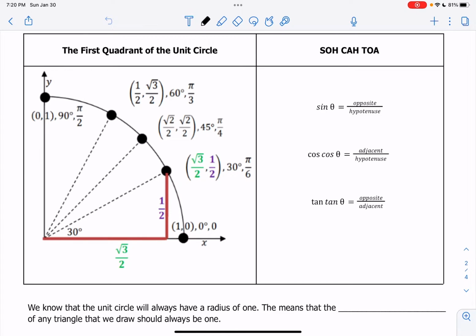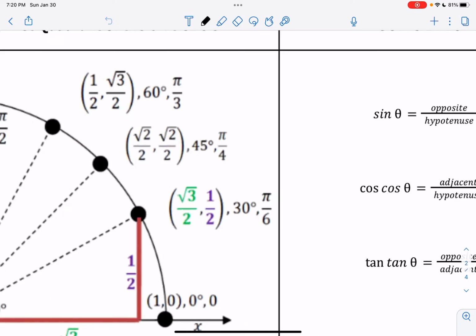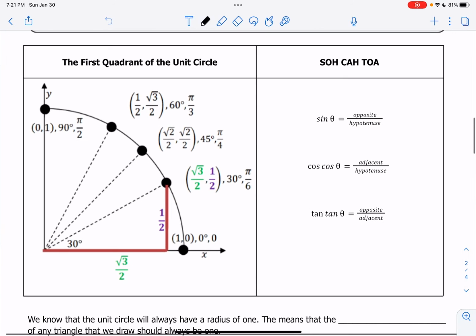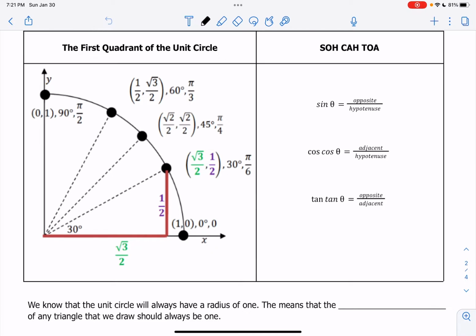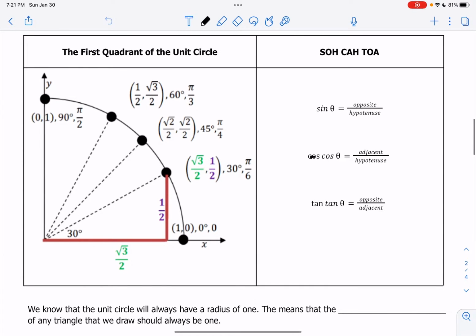So back in previous notes, we talked about SOHCAHTOA, how sine is opposite over hypotenuse, cosine is adjacent over hypotenuse, and tangent is opposite over adjacent. Sorry if the duplication happened in your notes.